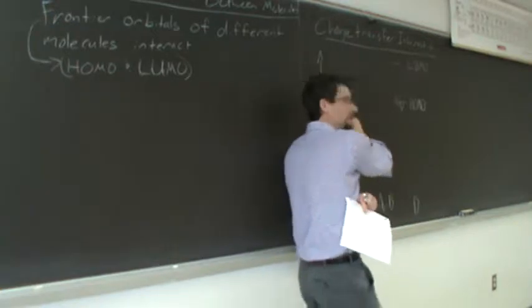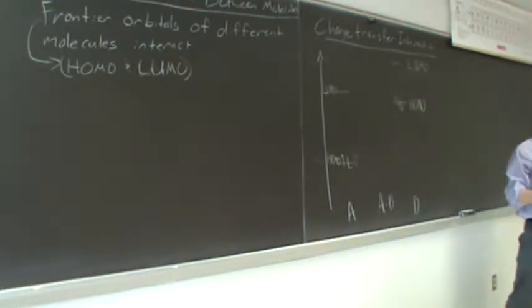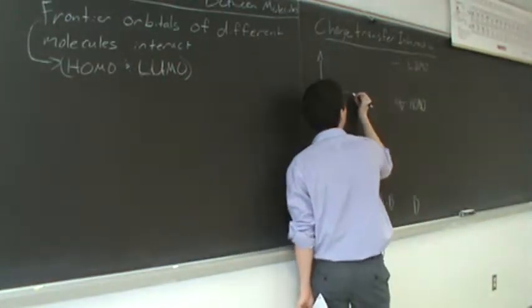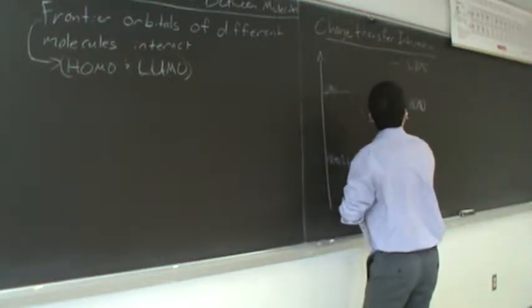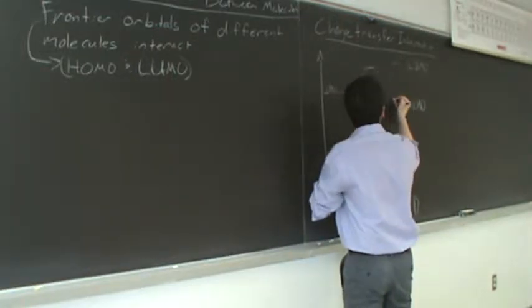So the symmetry of these orbitals is also important. If they don't have the same type of symmetry, it's not going to work out. Okay, so you're right. The HOMO of B interacts with the LUMO of A. We'll get a new interaction in that way. I'm just going to leave it right there.